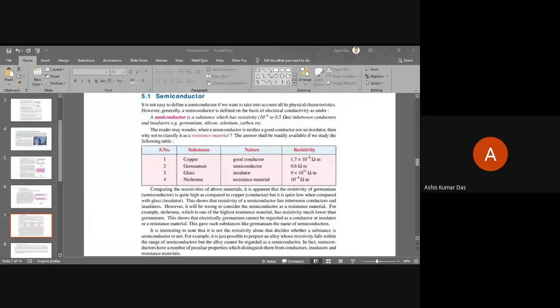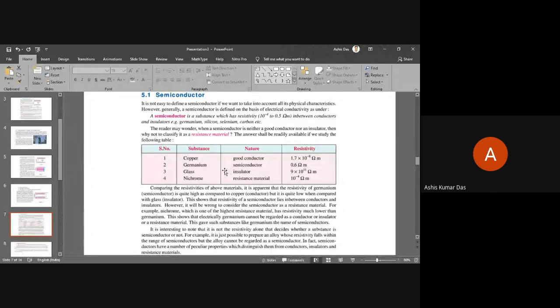As per the definition of the semiconductor, it falls between 10 to the power minus 4 and 0.5 ohm meter. But we cannot say that nichrome is a semiconductor material, because nichrome is always a resistance material.